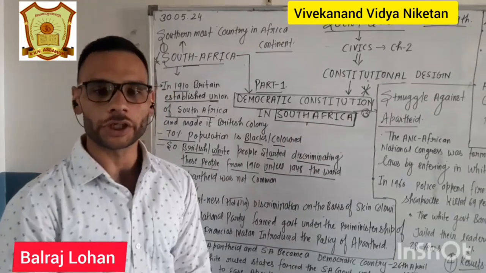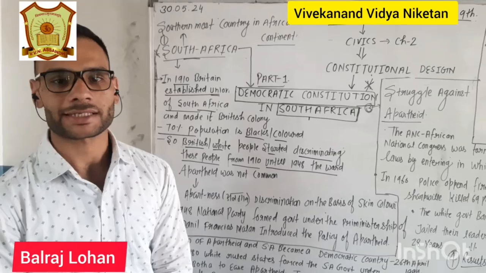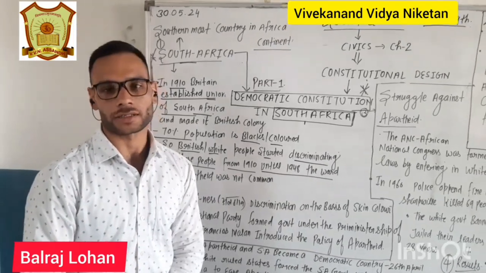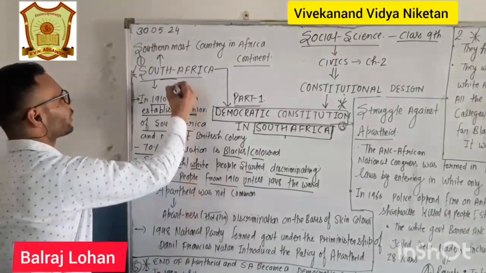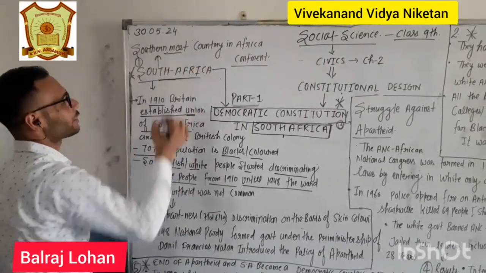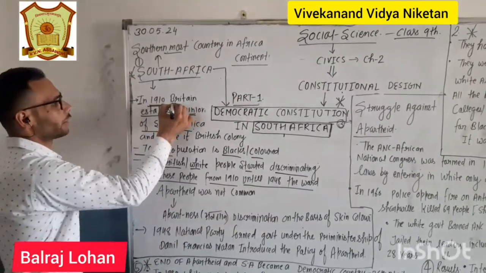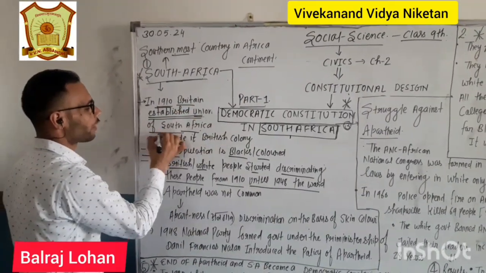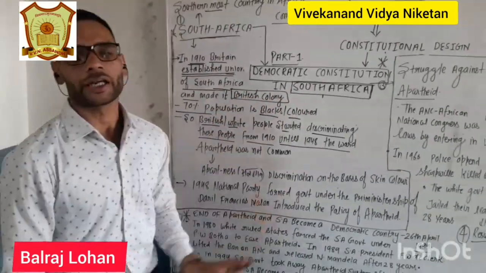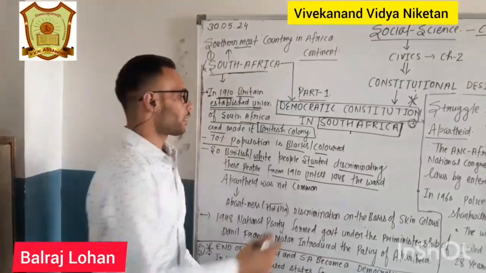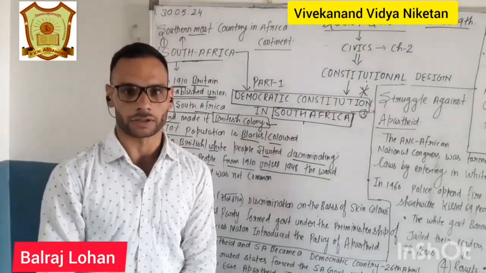But before this we need to know about a very important story of South Africa, that was called the apartheid system. So now let's start our class with the topic of that story. South Africa is a country that lies in the southernmost part of the African continent. And in 1910, Britain established the Union of South Africa and made it a British colony. Means Britain occupied it and made it its colony, because Britain ruled more than 200 countries in the world.